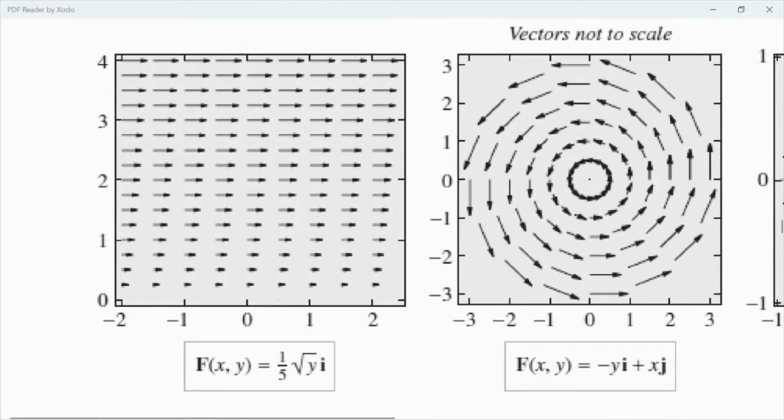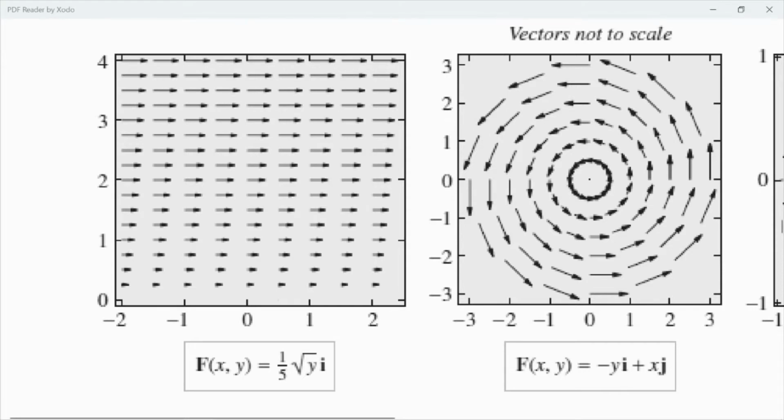Okay, so here's a 2D vector field. We've got this vector field that is 1/5 square root of y times i. Depending on our y value, that's going to dictate the magnitude of the vector. You can see that our vectors are only going to point in the i direction, in this case only the positive i direction, since it's just dependent on y.